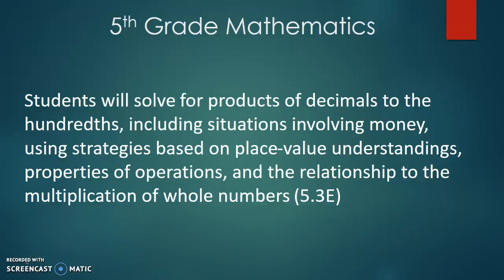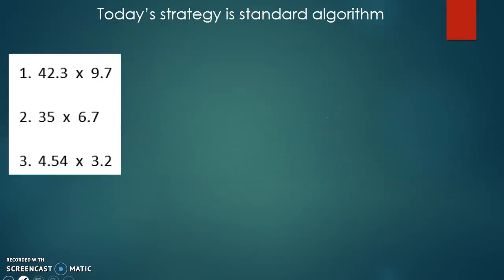Okay, today we're looking at 5th grade mathematics, student expectation 5.3e, which is students will solve for products of decimals to the hundreds, including situations involving money, using strategies based on place value understandings, properties of operations, and the relationship to multiplication of whole numbers. Today's strategy, we're looking at standard algorithm. So let's start with number 1. Number 1 says 42 3/10 times 9 7/10.